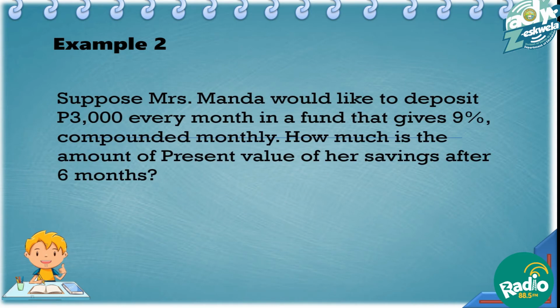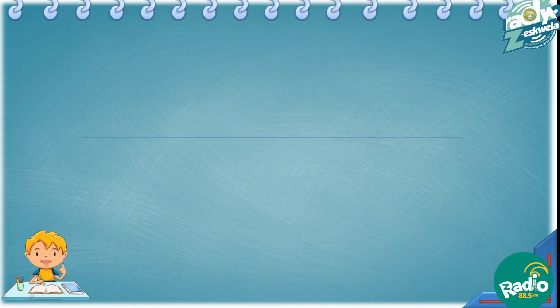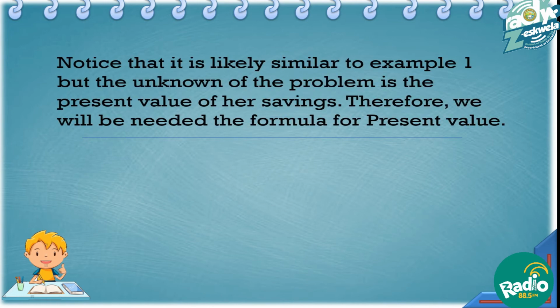Example number 2. Suppose Mrs. Manda would like to deposit 3,000 every month in a fund that gives 9% compounded monthly. How much is the amount of the present value of her savings after 6 months? This problem looks similar to example number 1. However, the unknown of this problem is the present value of her savings. Therefore, we will need the formula for the present value.